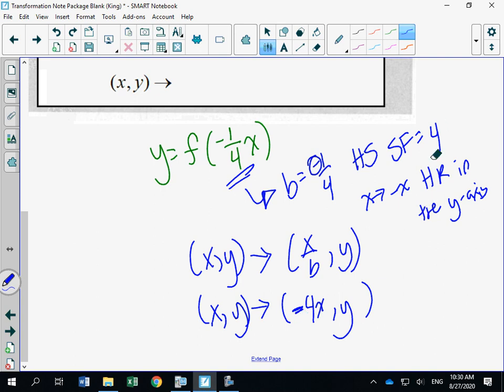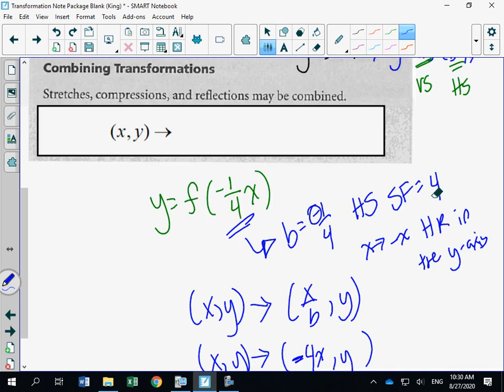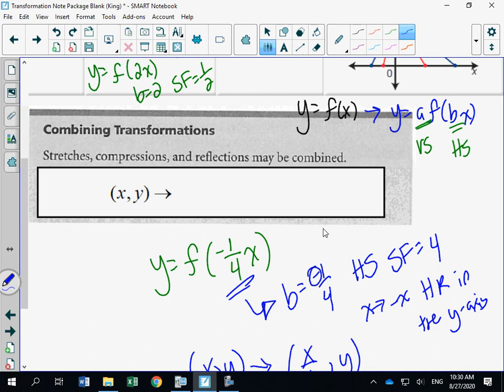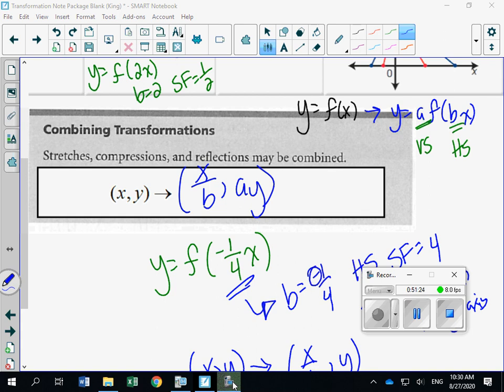But when I give the stretch factor, I just say the stretch factor is the absolute value of the reciprocal of the b value. So again, to summarize, it's x over b comma a times y, or x times the stretch factor, y times the stretch factor. So a long lesson, but that's part 1 of 2 for this lesson.